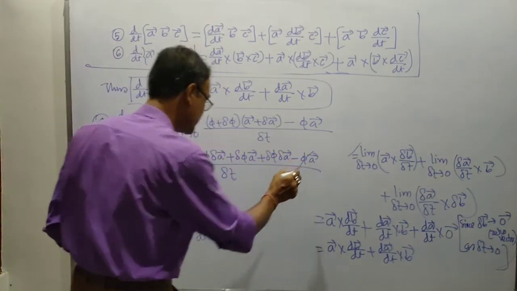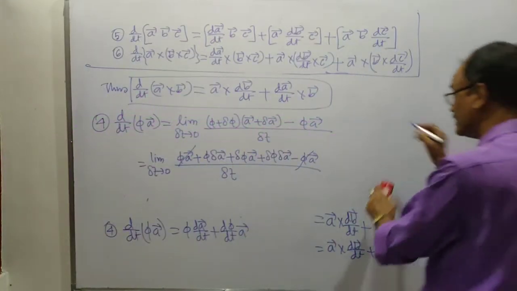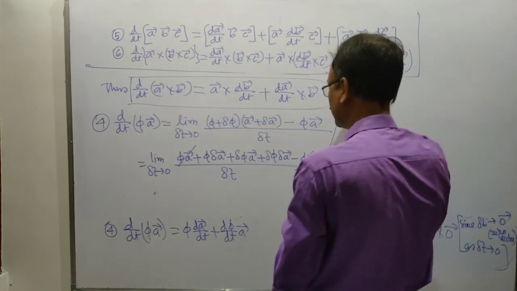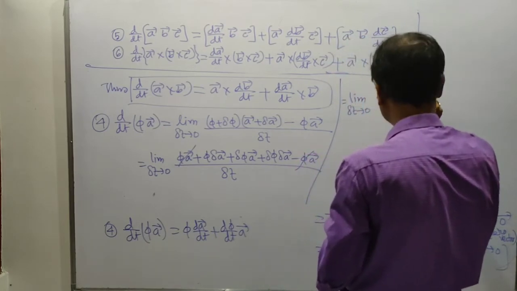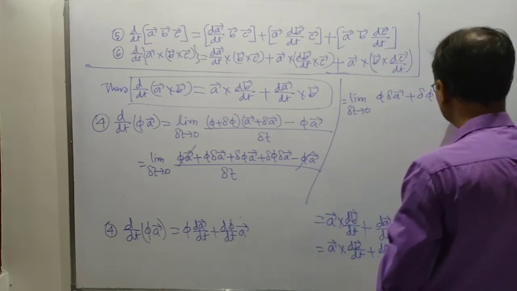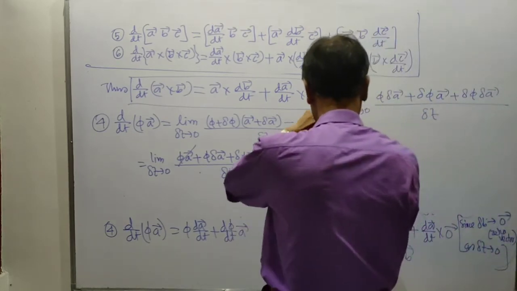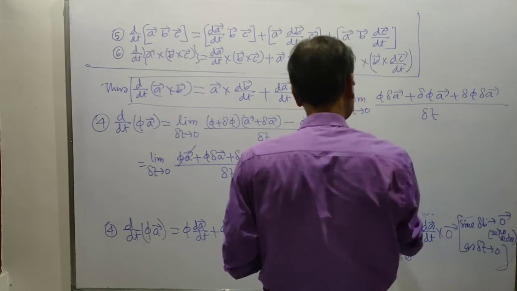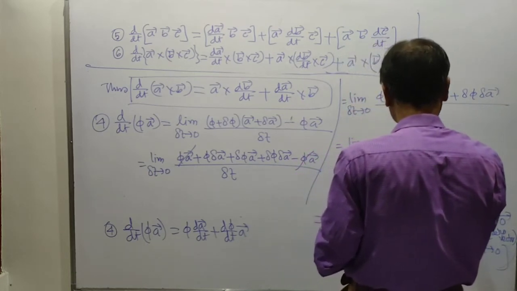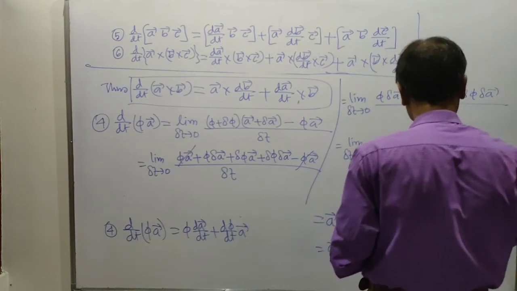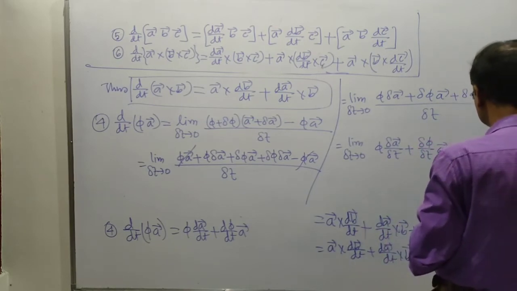Now these two terms will be cancelled. Right? Now let me write. This is equal to the limit as delta t tends to 0 of phi delta A vector plus delta phi A vector plus delta phi delta A vector, divided by delta t. This is equal to the limit as delta t tends to 0 of phi delta A vector by delta t plus delta phi by delta t A vector plus delta phi by delta t delta A vector.